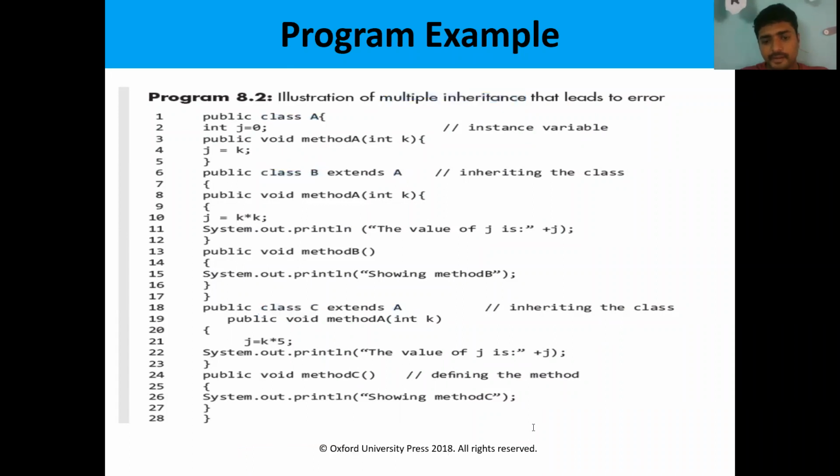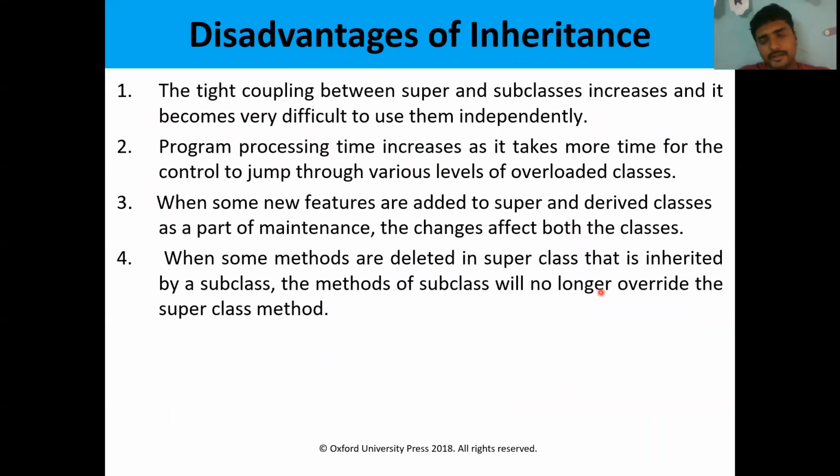So these are the simple examples for single inheritance, multiple inheritance, multi-level inheritance, and hierarchical inheritance. Multiple inheritance is not directly implemented in Java. With the help of interfaces, we can implement multiple inheritance. Then we have some disadvantages while using inheritance. Those are, the tight coupling between the superclass and subclasses increases and it becomes very difficult to use independently.